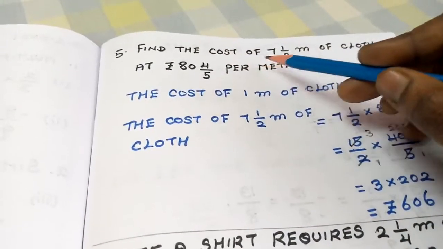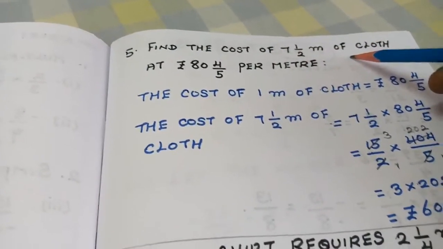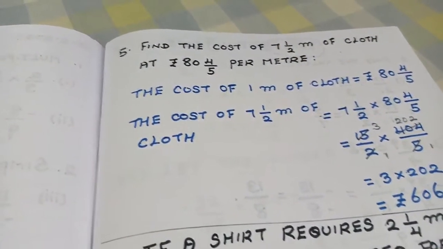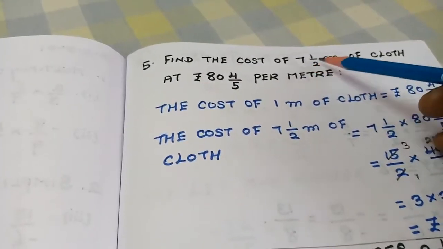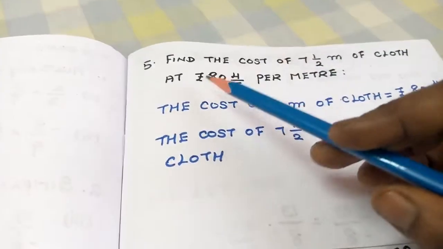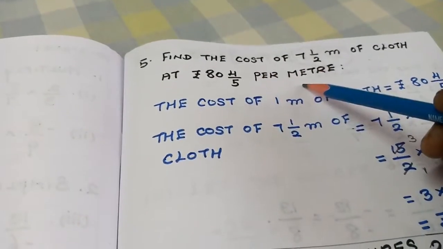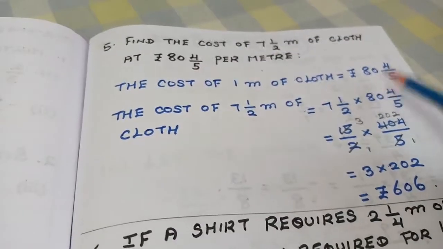Find the cost of 7 1/2 meter of cloth, and they are asking you to find this by statement sum. Find the cost of 7 1/2 meter of cloth at rupees 84/5 per meter. The cost of 1 meter of cloth is 84/5.